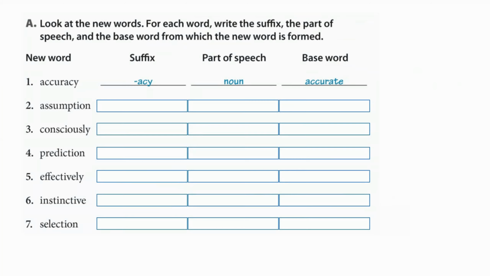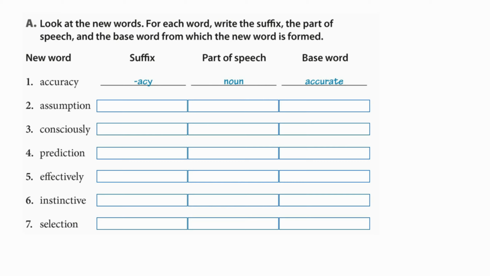Now, let's look at this activity A. We're going to have to look at the new words. For each word, write the suffix, the part of speech, and the base word from which the new word is formed. فالآن نستخدم هذه اللواحق لمعرفة نوع الكلمة وأصل الكلمة.